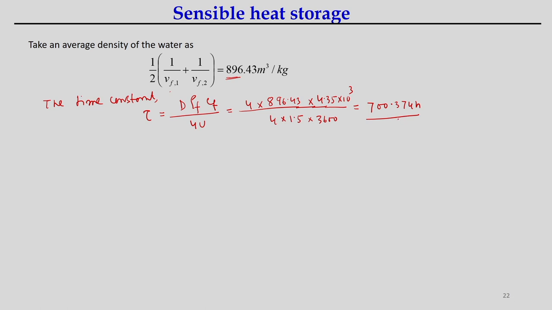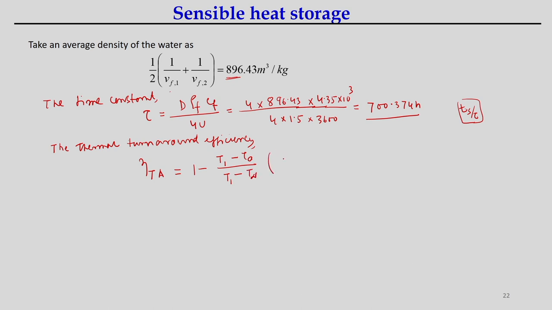So, once we have calculated this time constant, then we can find out the ratio Ts by tau by considering the thermal turnaround efficiency. The thermal turnaround efficiency, which is represented by eta Ta, is equal to 1 minus T1 minus T infinity divided by T1, this is Ta minus T infinity, then we will have 1 minus e to the power of Ts by tau.